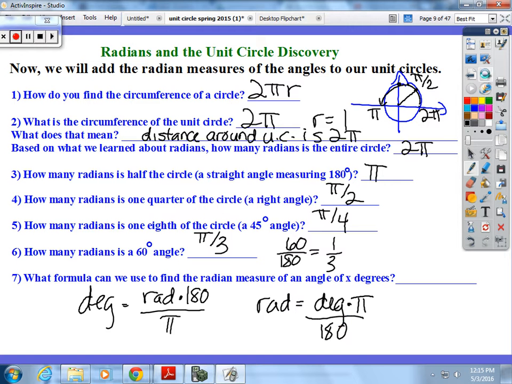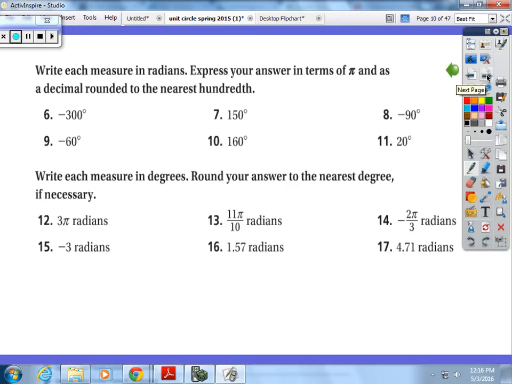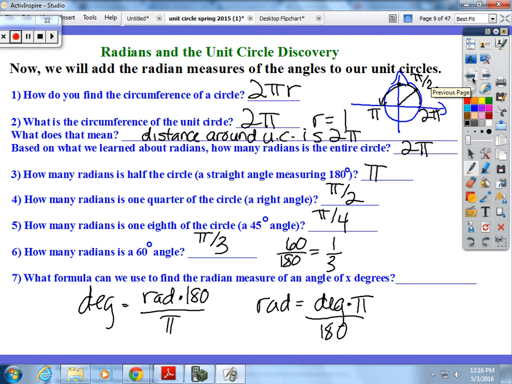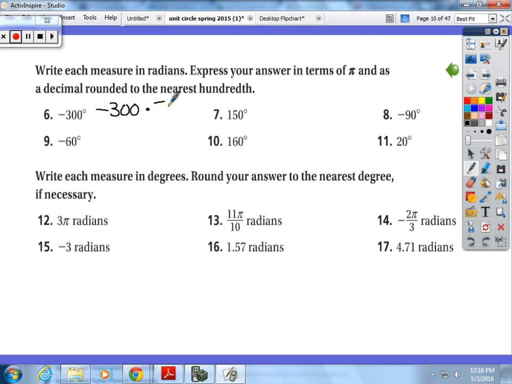Okay, so we'll do a couple practice problems. So I'll start by doing the first problem in each one for you, and then you're going to be responsible for doing the rest of those. I'll post the answers to these on my wiki. So -300 is my degrees. So I do that times, our formula was degrees times pi divided by 180. So degrees times pi over 180.